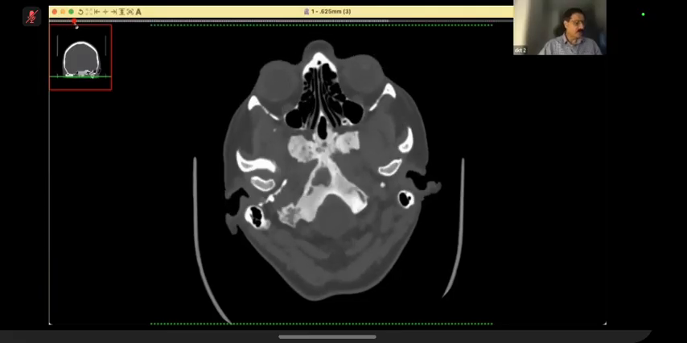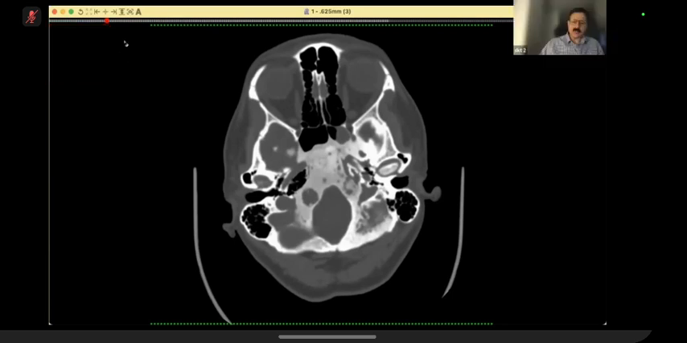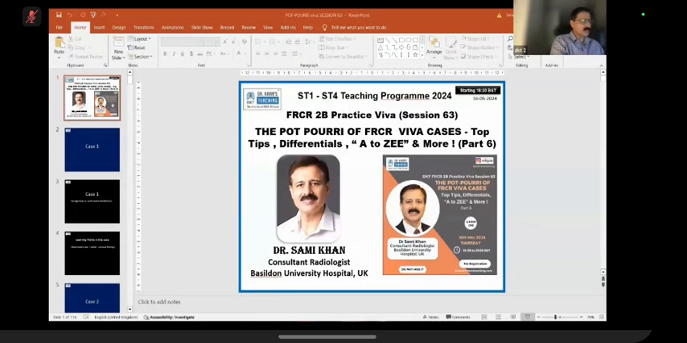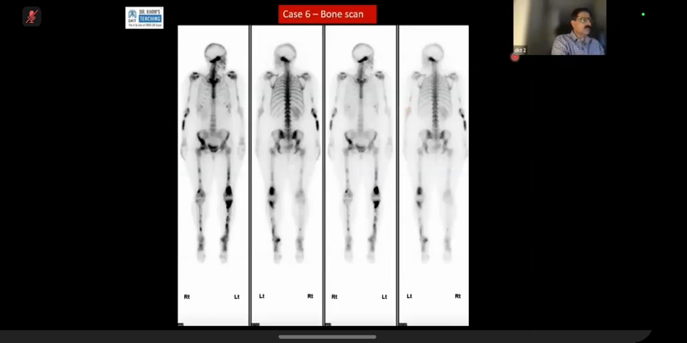What would you like to see? If there is a bone scan, I would like to see it. One second, please. There is a bone scan, but it is on PowerPoint. So let me show you the bone scan. This is the bone scan. Yes, now I am presented with a whole body bone scan, anterior and posterior view, for the same patient.